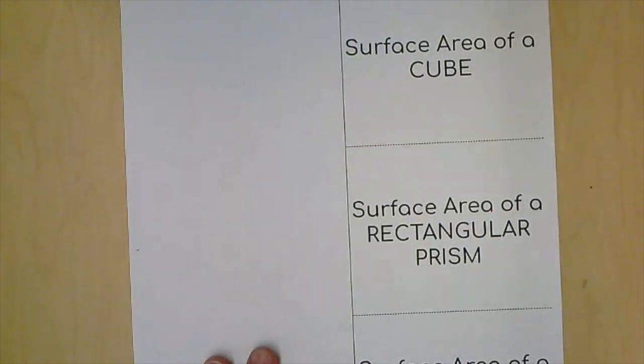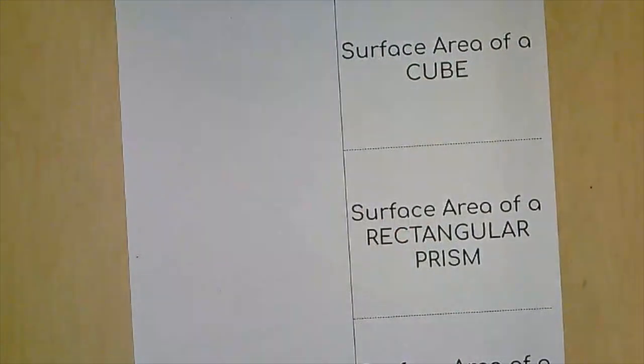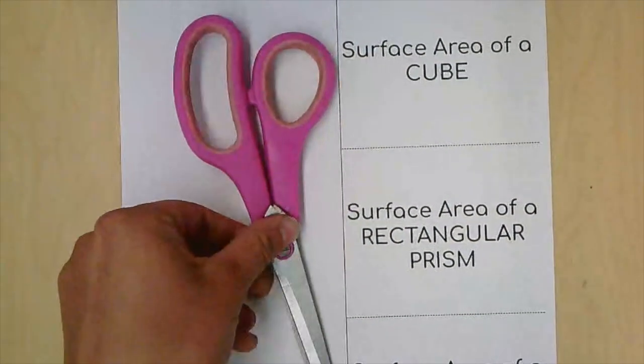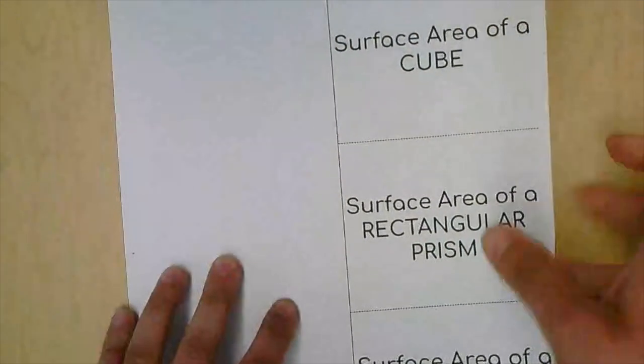Use this foldable to keep track of all of our formulas for surface area. Again, for this foldable, you'll need the foldable that says surface area, along with some scissors and a pencil to write with.